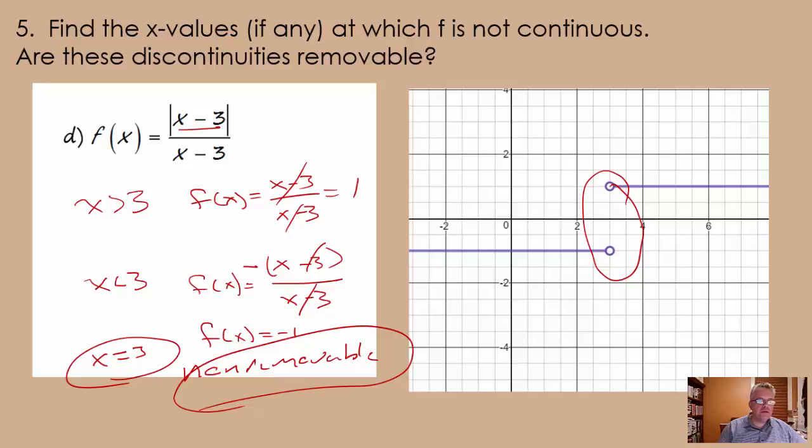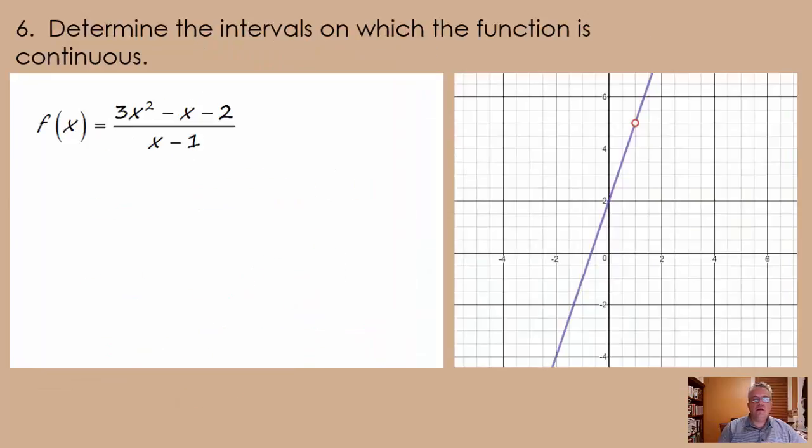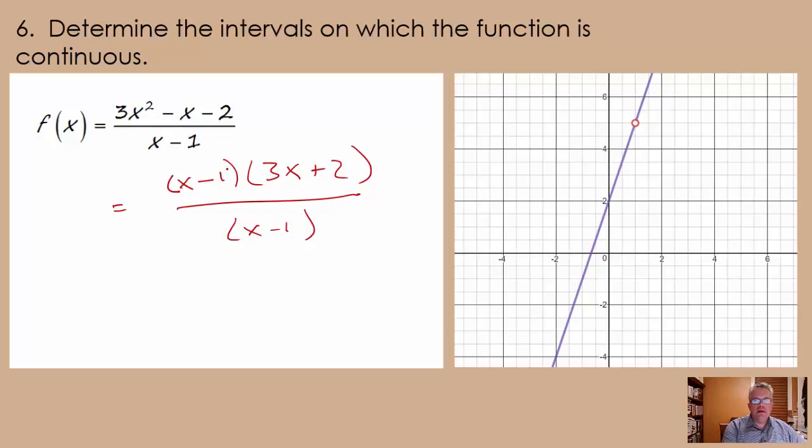All right, what do we have here? This one says determine the intervals on which the function is continuous. Kind of a similar question. We've got to find where it's not continuous. Well, we're going to do our usual trick when it's a rational function. We're going to factor. So I'm hoping the numerator is x minus 1 times something, and it is. It's x minus 1 times 3x plus 2 over x minus 1. The x minus 1's cancel, so there must be a hole there, and you can see it in this graph.